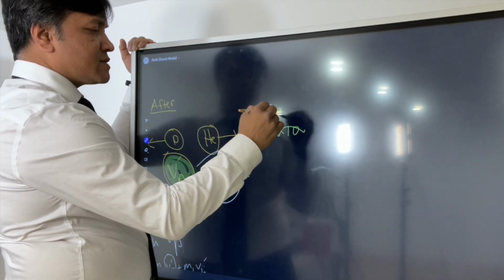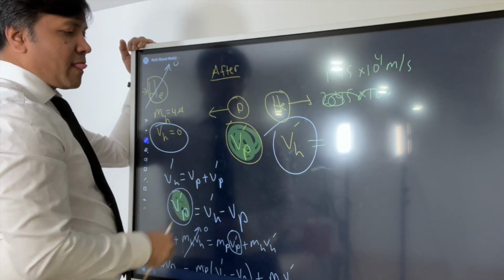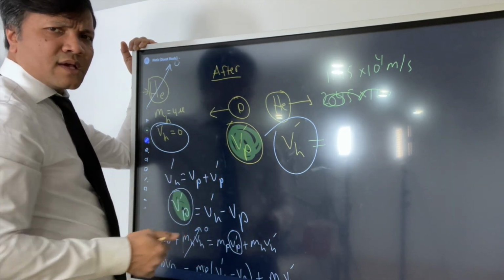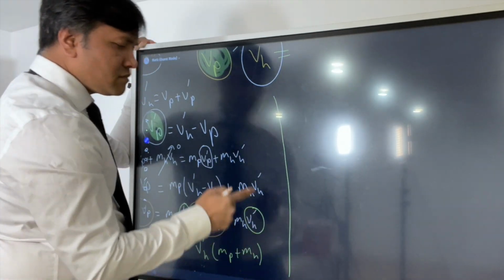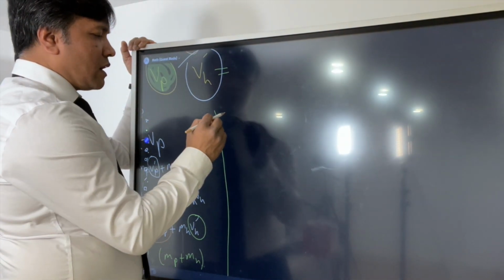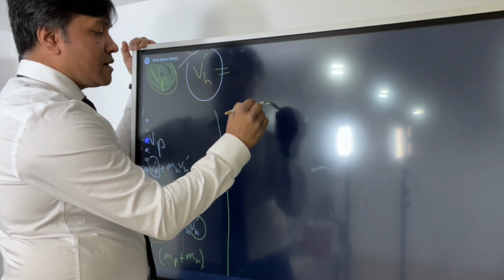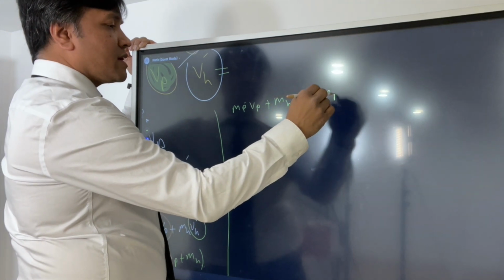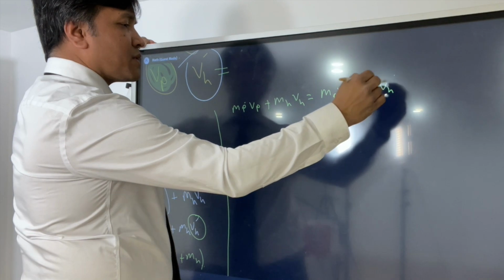1.45 times 10 raised to 4 meters per second. Now we have to find this one, and finding this one is not that difficult. So now we're going to use momentum conservation: MP VP plus MH VH is equal to MP VP prime plus MH VH prime.